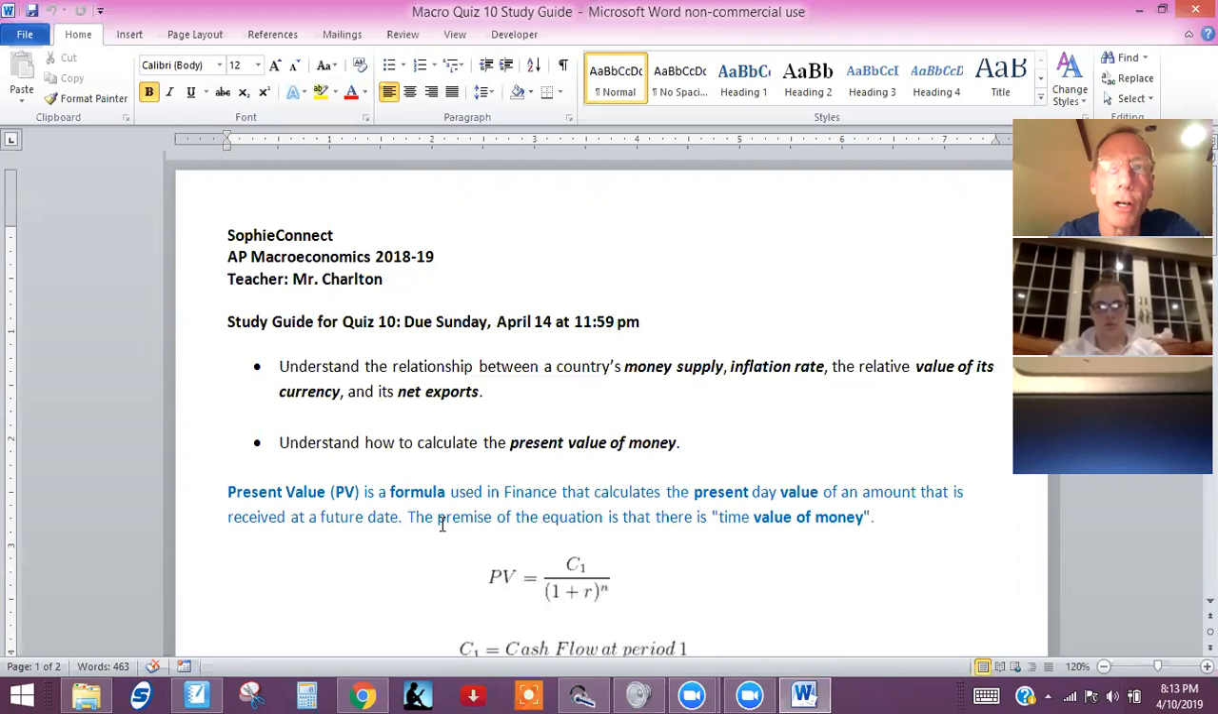Which in turn makes our goods more expensive, which makes net exports go down. It gets complicated, but don't worry about it. Okay. Because it gets kind of like a tug and pull. But I'm trying to keep this simple.